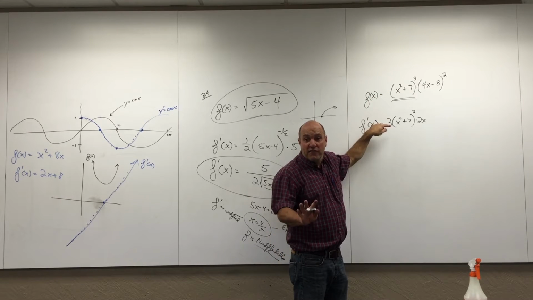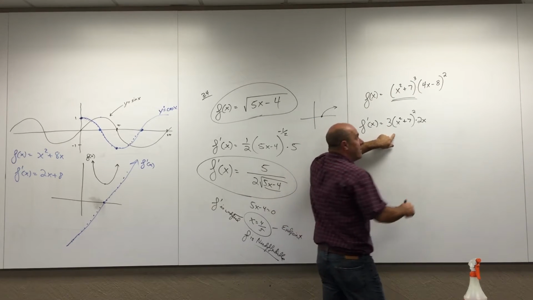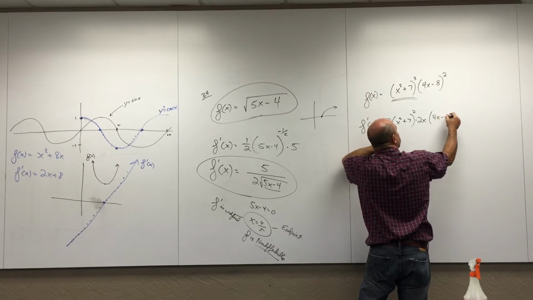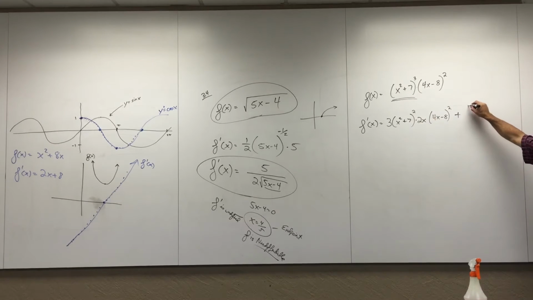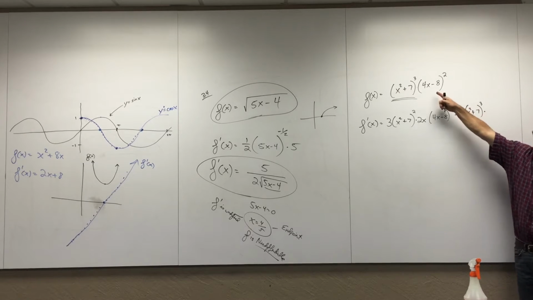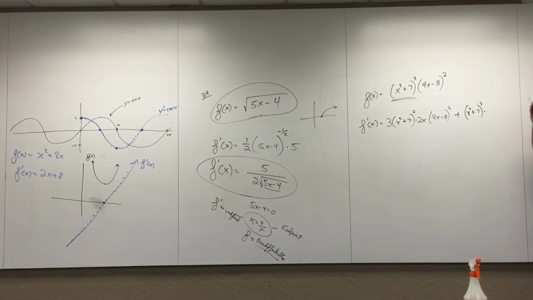And hopefully you see it and understand it. Now, I'm in the middle of a product rule, which said do the derivative of the first, and I did, using a chain rule. Now, times him. Plus, now I write him down, x squared plus 7 cubed. And now I multiply by his derivative, which is somebody squared. How do you do the derivative of somebody squared? You bring the 2 down, times that 4x minus 8 to the first. You don't have to write to the first, but it is to the first. Times the derivative inside. 4.